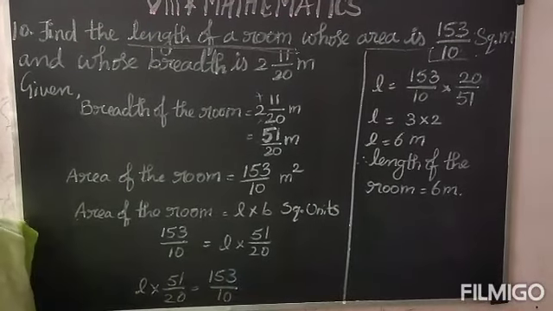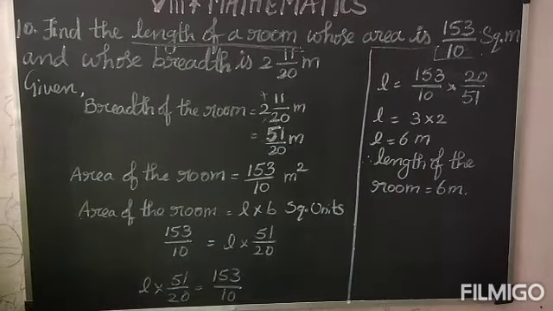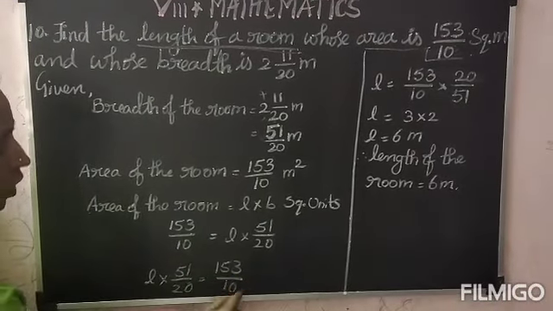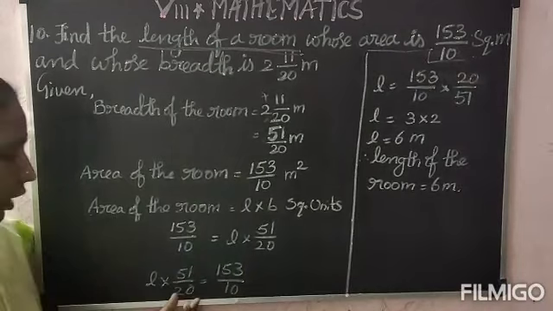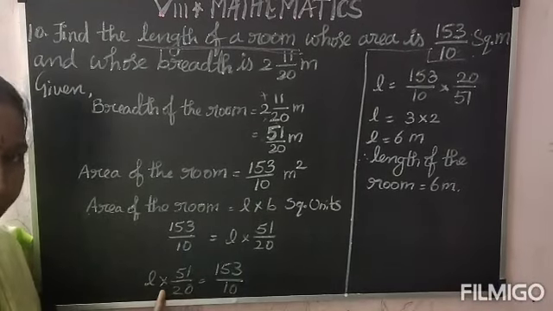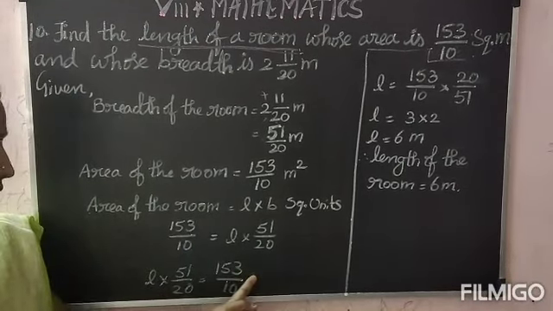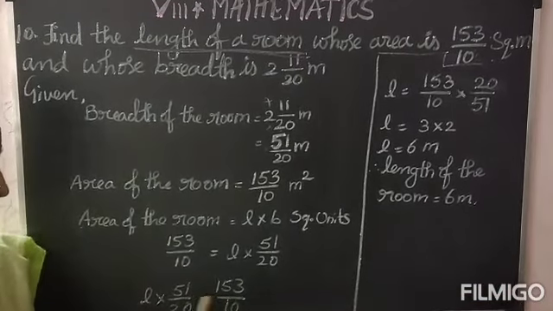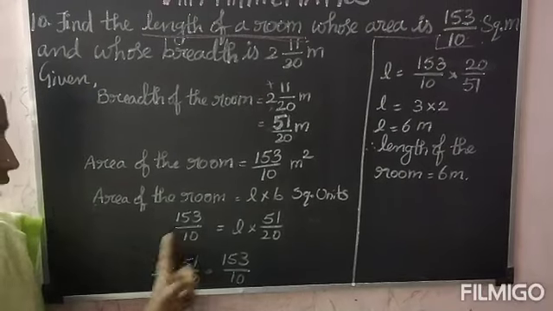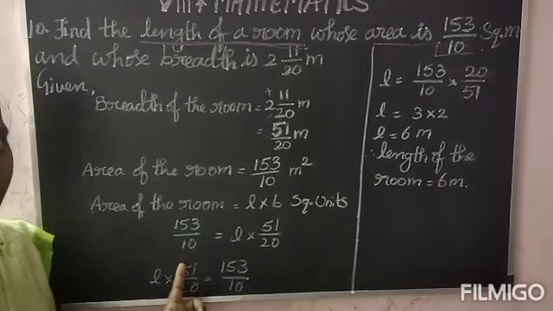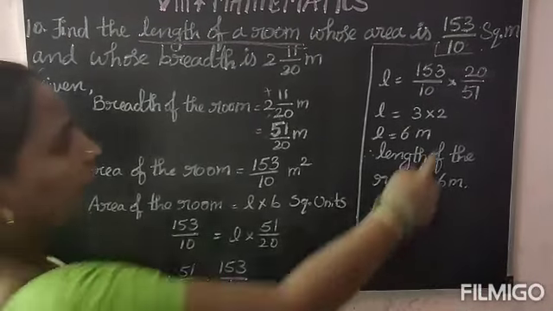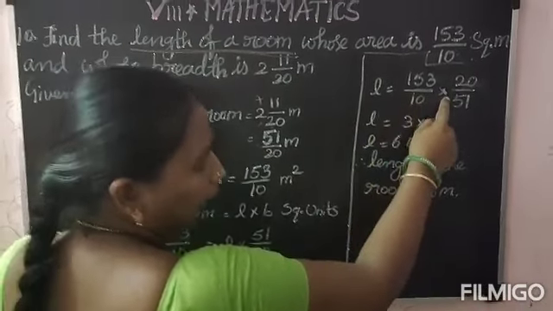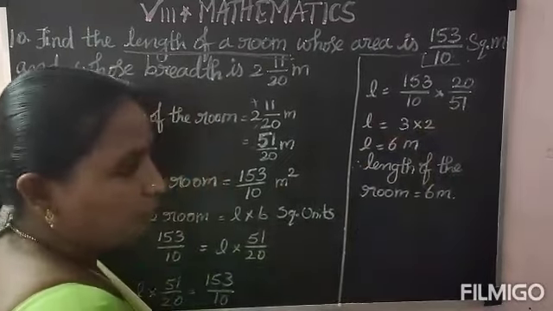We are going to find the unknown value L, and the unknown value should always be on the right hand side. L into 51 by 20 equals 153 by 10. Here 51 by 20 is in multiplication. When it goes to the right hand side, it will divide; otherwise we write the reciprocal of 51 by 20. What is the reciprocal of 51 by 20? 20 by 51. So L equals 153 by 10 into 20 by 51.